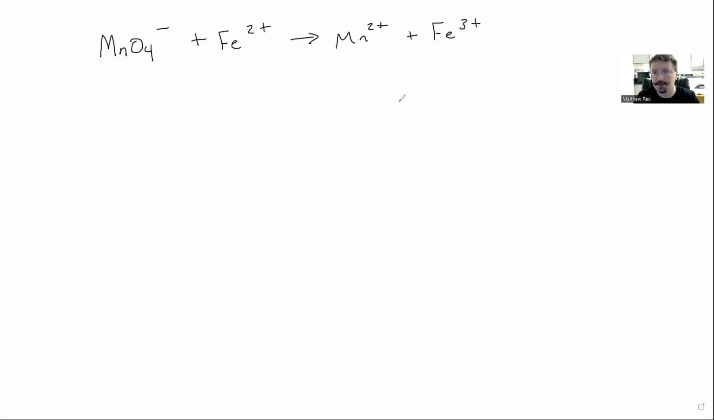So we're going to look at this first maybe in its most basic form. So we're going to have MnO4 minus plus Fe2 plus going to Mn2 plus Fe3 plus. So you'll notice, of course, there's some things here that still don't balance. We're going to say that this is balanced in acidic solution.